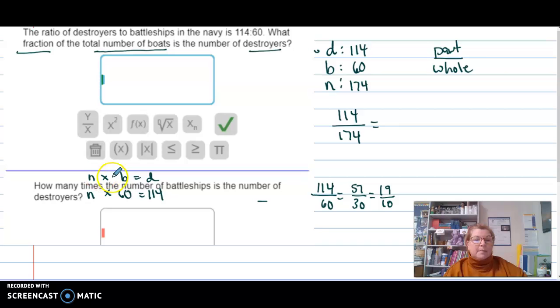And notice this is a 2-parter here. How many times the number of battleships is the total of destroyers? So putting in the information from the ratio, number of battleships times 60 equals 114. To solve, you need to divide and then simplify, and you can leave it as this.